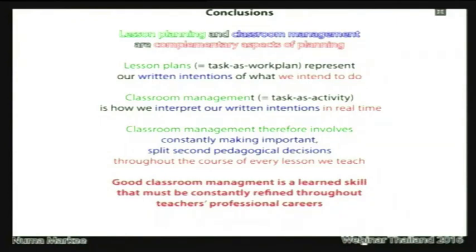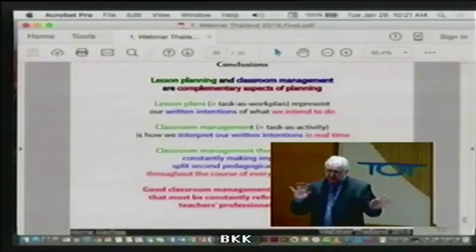Okay, so first of all, the quick summary. What I said was that lesson planning and classroom management have to go hand in hand. You have to be a good materials writer or good lesson planner, but unless you know how to make this stuff happen in the classroom, this is not very useful. So it has to be hand in hand. The lesson plan is a statement of your intentions of what is going to happen. Classroom management is what actually happens. And sometimes these are different things.